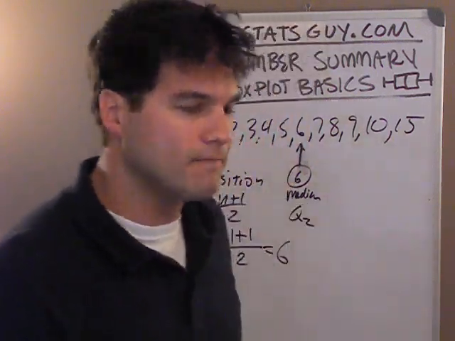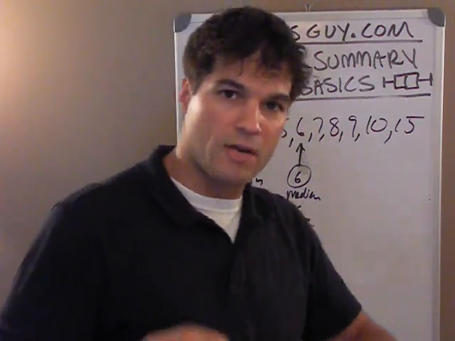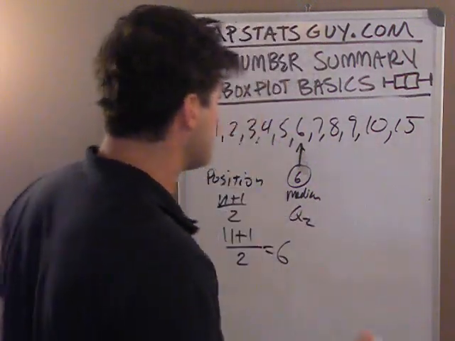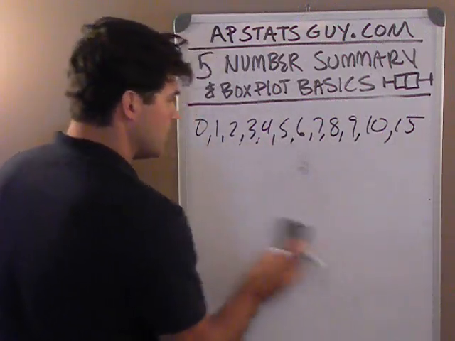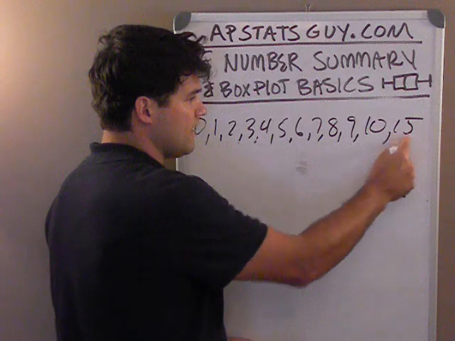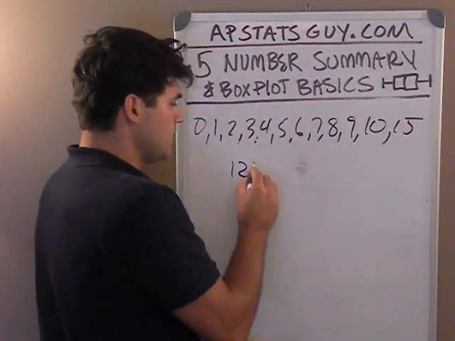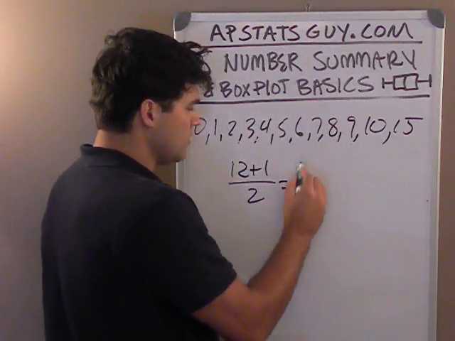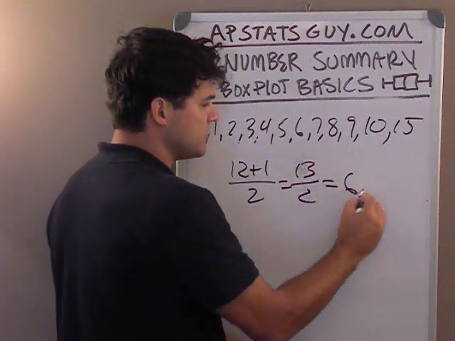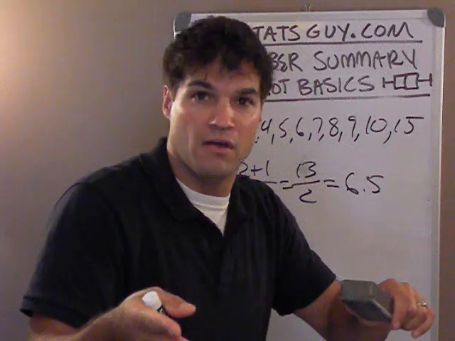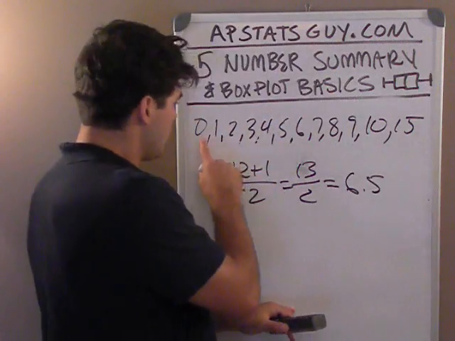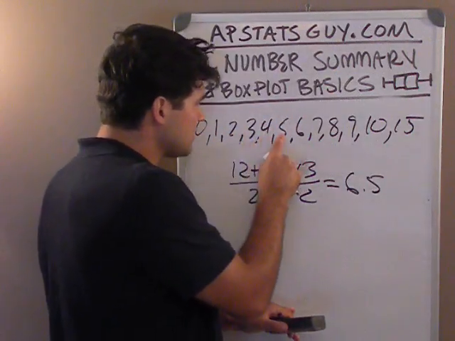And you might be wondering, well, that's nice when it's an odd number, you add 1, get an even. Well, suppose I put another data value in there, 0. Let's see what that median goes to. Well, now there's 10, 11, 12 values. 12 plus 1 over 2 is 13 over 2, which is 6.5. So it's in the 6.5 position. 1, 2, 3, 4, 5, 6.5.